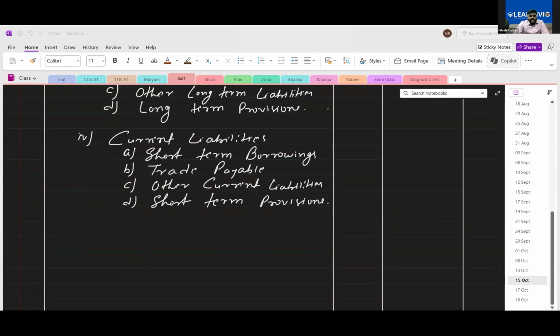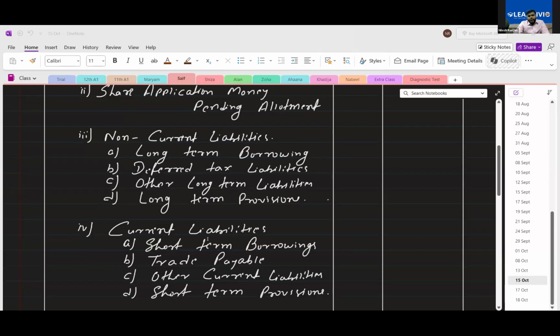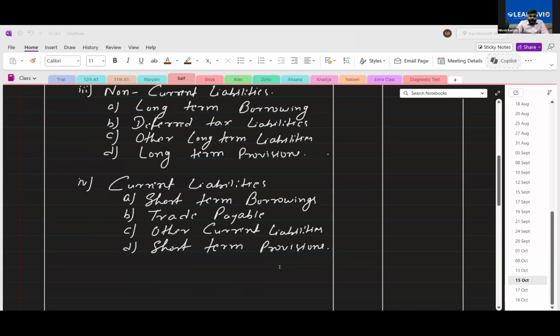Now, under current liabilities, the first item is short-term borrowing. Actually, long-term borrowing and short-term borrowing are the same thing, but the timing is the main concept here. If it is for less than 12 months, then it is short-term borrowing. And if it is for more than 12 months, then it is long-term borrowing.